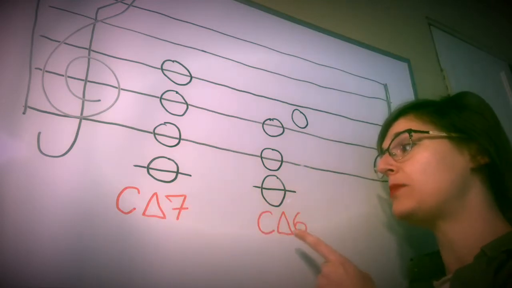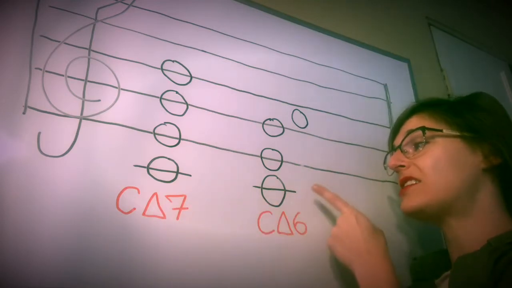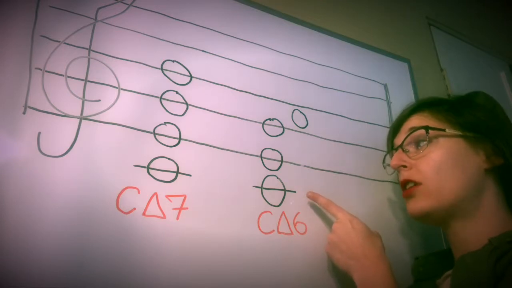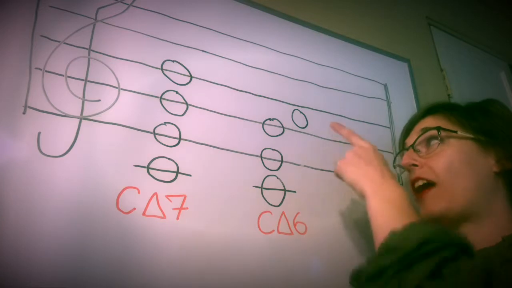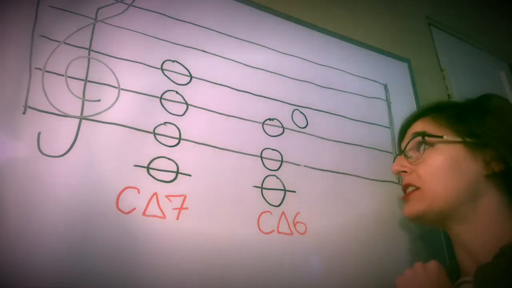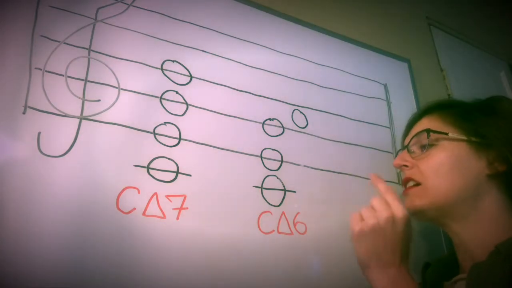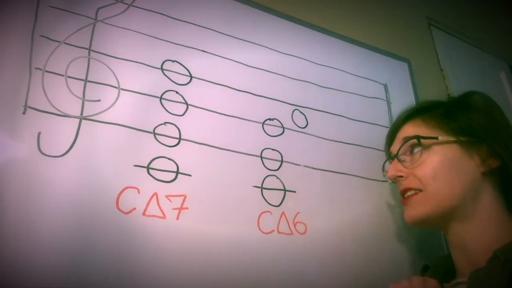This chord is called C major 6. Because C is our root note, the foundation of this chord is the C major triad, and we've added the 6th degree of the C major scale, which is a major 6th. This chord is C major 6.